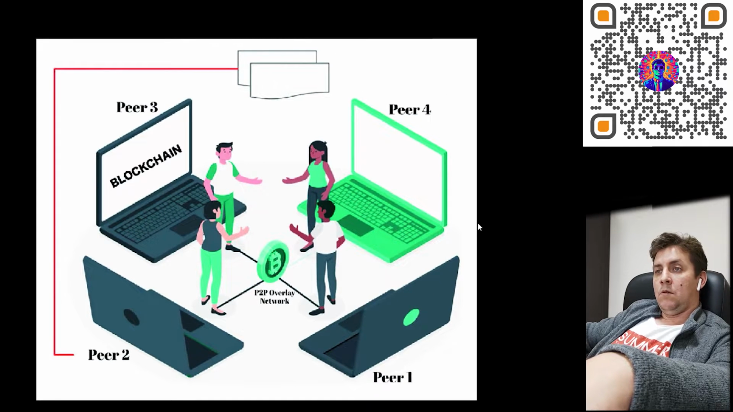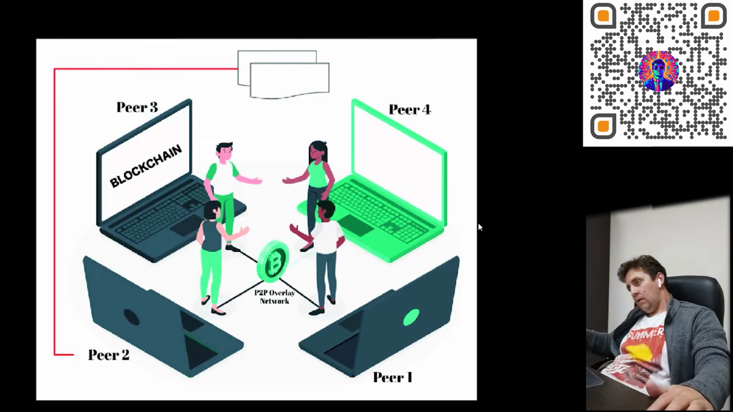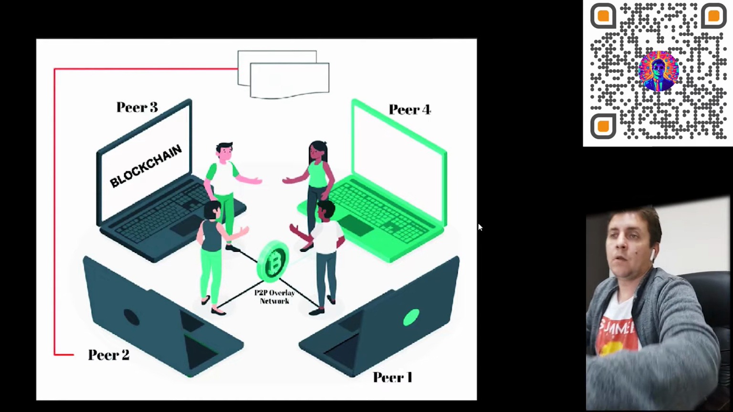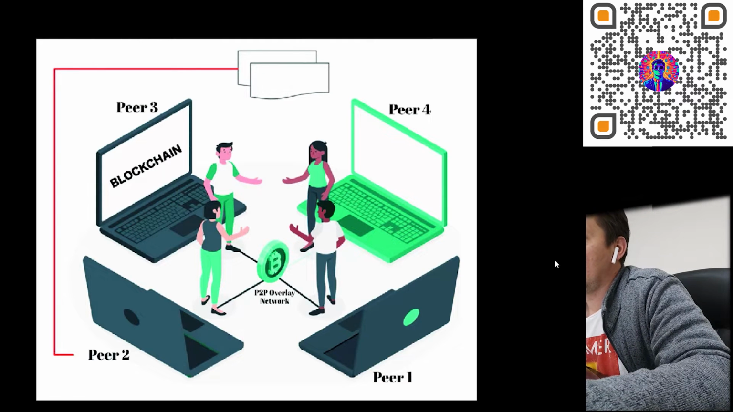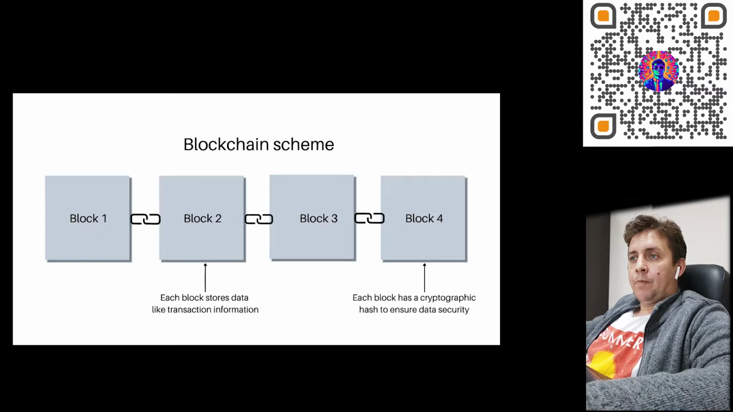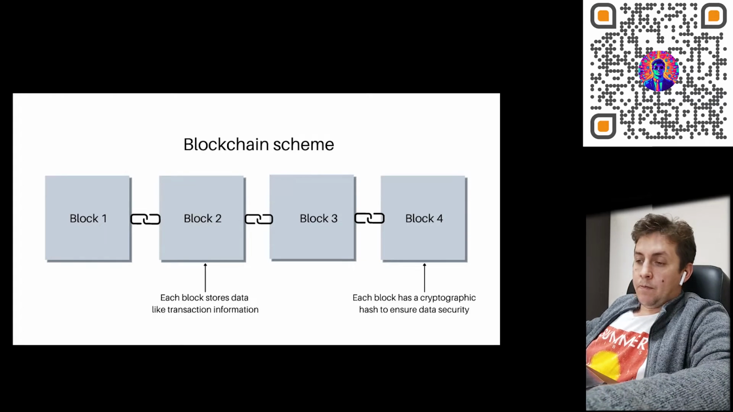The birth of blockchain. The inception of blockchain can be traced back to 2008, when an individual or group operating under the pseudonym Satoshi Nakamoto released a white paper titled Bitcoin, a peer-to-peer electronic cash system. Bitcoin, the first blockchain application, emerged as a decentralized digital currency built on the groundbreaking technology called blockchain.